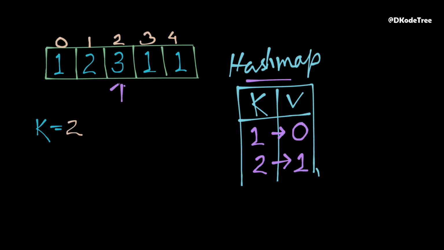The next element is 3 and we can again see that 3 is also not part of our hash map yet. So we'll add 3 and its index to our hash map. The next element is again 1 and this time we see that another 1 is already part of our hash map and it has some index mapped to it.